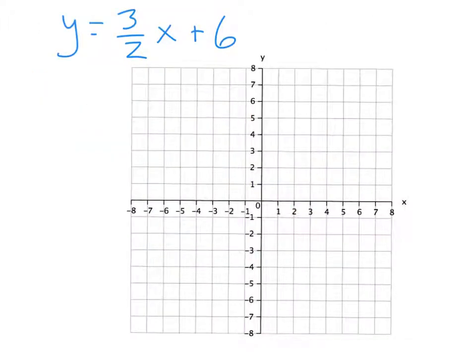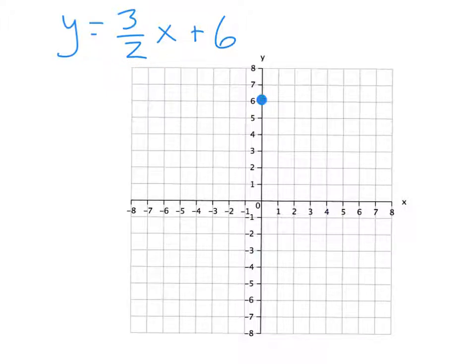Using that information to graph, we'll start by plotting our y-intercept. Remember, the y-intercept is where your graph crosses the y-axis, and this is saying it crosses at 6, right about there. And then our slope is 3 over 2. Remember, slope is rise over run, so the number on top is rise, that means we're going to go up 3. The number on bottom is 2, that means we're going to go right 2.